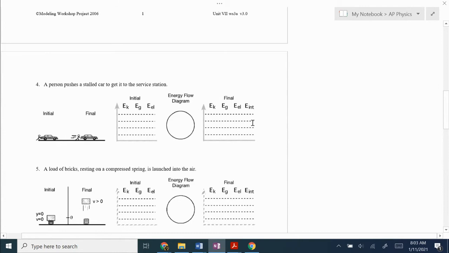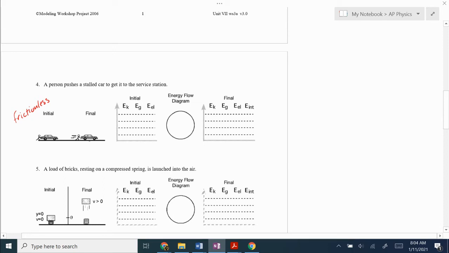Next one, a person pushes a stalled car to get it to the service station. This one's a pretty good example of where we want to pick our system fairly carefully. I'm still going to say that this is frictionless, though there is a fairly good argument for saying that's not the case, because how does the person push it if it's frictionless? Basically, the reason I'm saying it's frictionless is because I don't want to have to deal with energy lost to friction. But it might be good to have it. I don't know, maybe I'm oversimplifying it a bit, but okay.